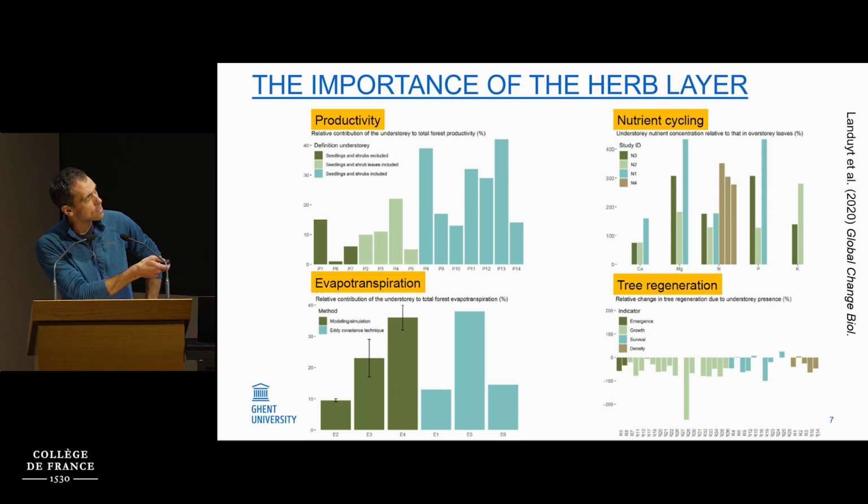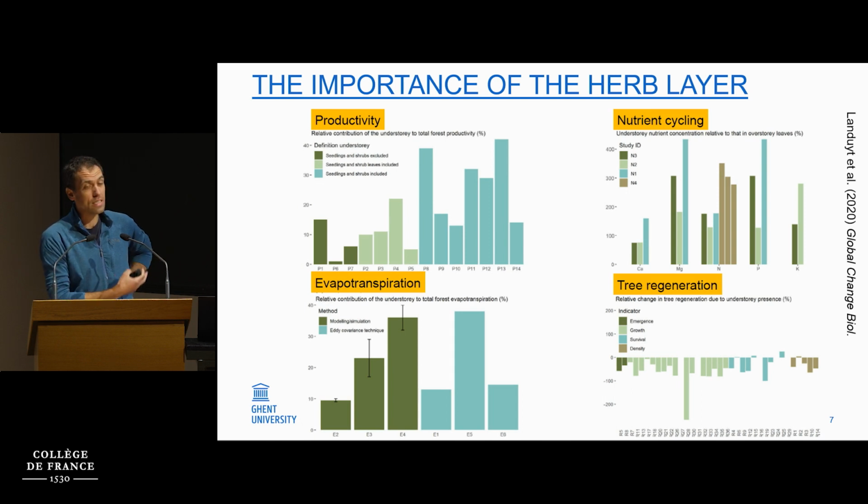We have synthesized this recently in a meta-analysis where we looked at the impact of the herb layer versus the total forest functioning: the productivity, the nutrient cycling, evapotranspiration, and tree regeneration. What we saw was that, for instance, for productivity, the herb layer accounts for 10 to, in some cases, 40% of the total forest productivity. For nutrient cycling, the nitrogen, potassium, magnesium concentration of leaves in the herb layer is a factor 2, 3, 4 higher than in the trees.